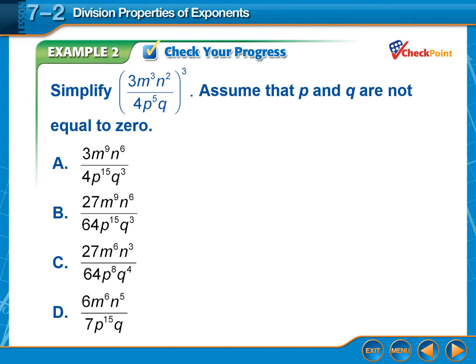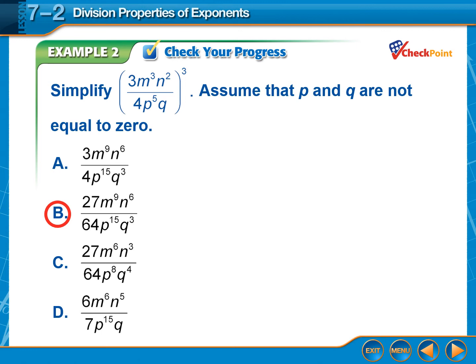All right, so go ahead and try simplifying this one. Take that fraction, 3m to the third n squared divided by 4p to the fifth q, the entire thing raised to the third power. And you should have gotten an answer for letter B.